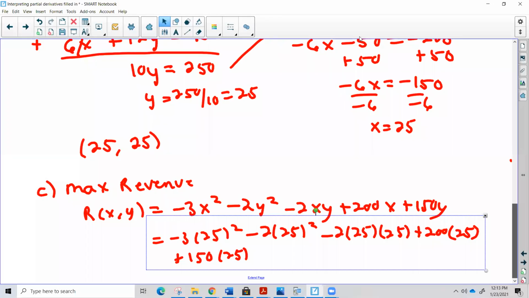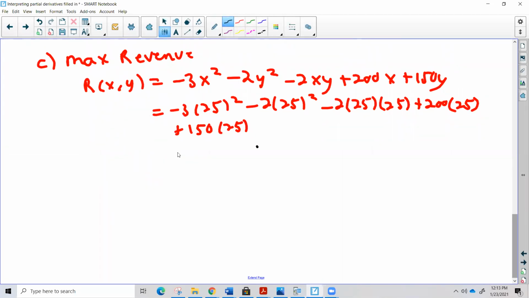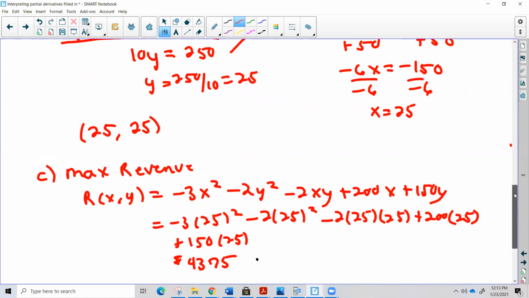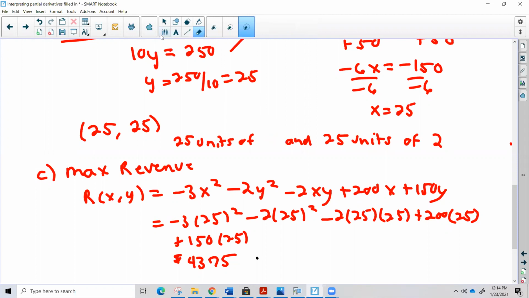Okay, and so when you do that, you should get 4375, so $4,375. Okay, so that's the maximum revenue. Again, just to write out, we would do 25 units of A and 25 units of product 2. They call it product 1 and 2, not A and B.